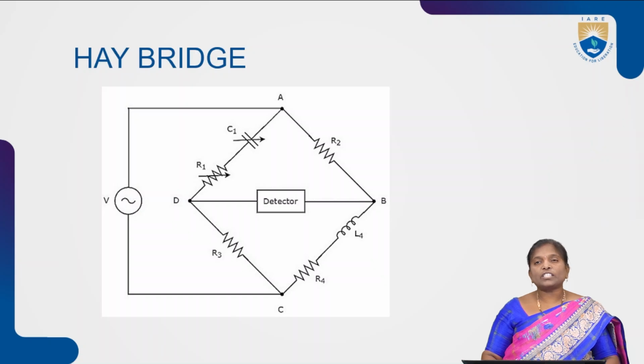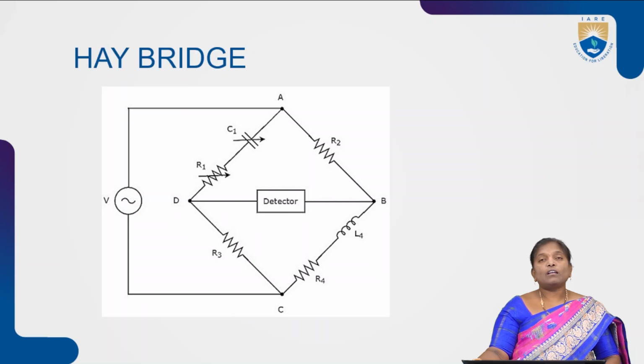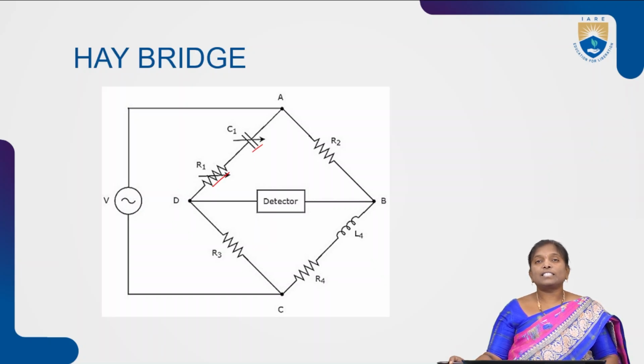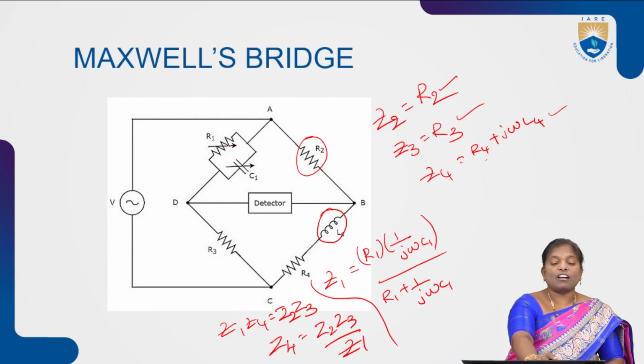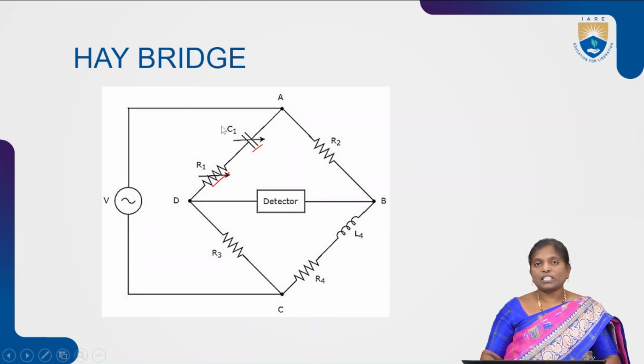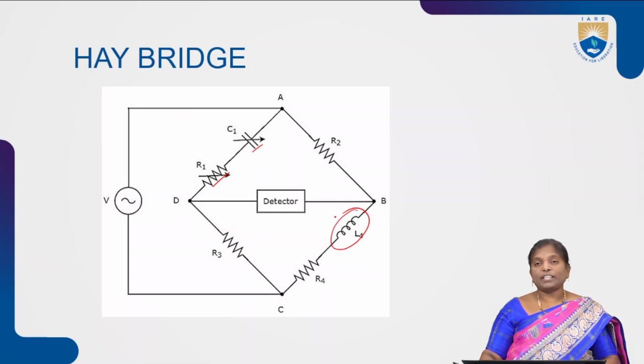If you observe the construction of the Hay bridge, it is almost the same as the Maxwell's bridge. Only one difference is in this Hay bridge, the resistance and capacitance are in series, whereas in Maxwell's bridge, the resistance and capacitance are in parallel. Except for this, the remaining all are the same in Maxwell's and Hay bridge. So this Hay bridge is also used to measure an unknown parameter like L4. This Hay bridge is also used to measure inductance value with a very high Q value.